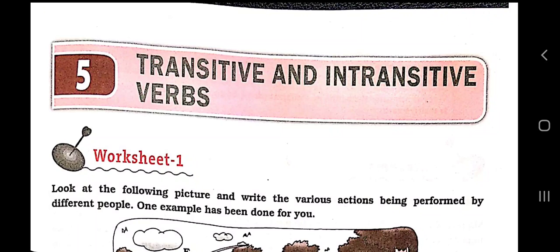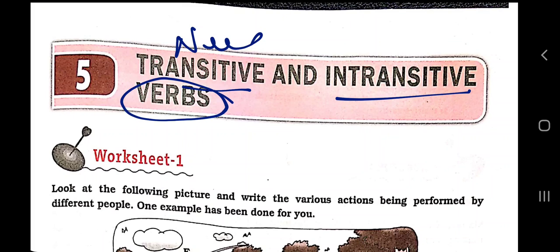Welcome everyone. We are going to begin the fifth chapter of the English practice book, that is transitive and intransitive verbs. You already are aware of the verb. Verbs are action words. And what are transitive and intransitive verbs? Transitive verbs need an object, and intransitive verbs cannot have an object.